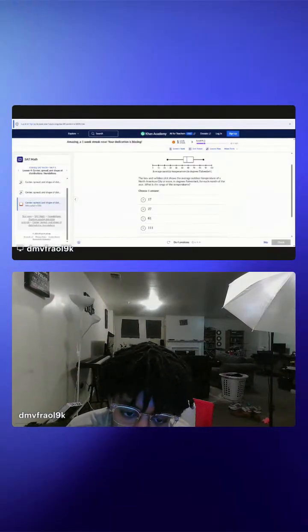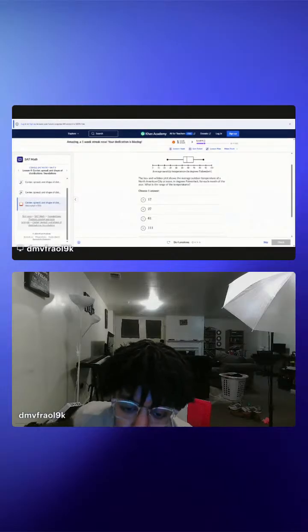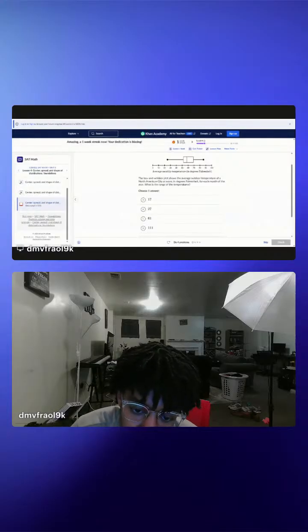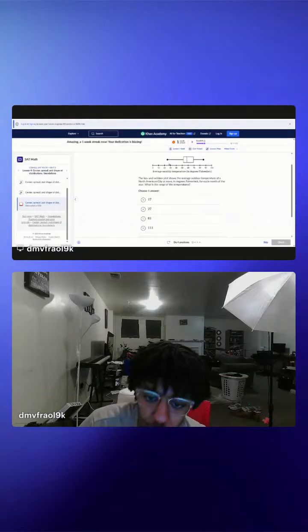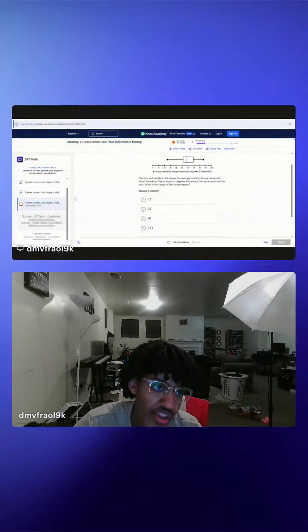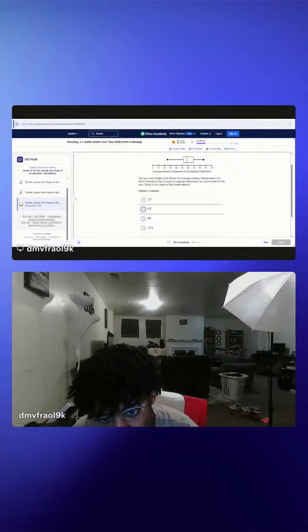The box and whisker plot shows the average outdoor temperature of a North American city at noon in degrees Fahrenheit for each month of the year. What is the range of temperature? 30 minus 90, 60.